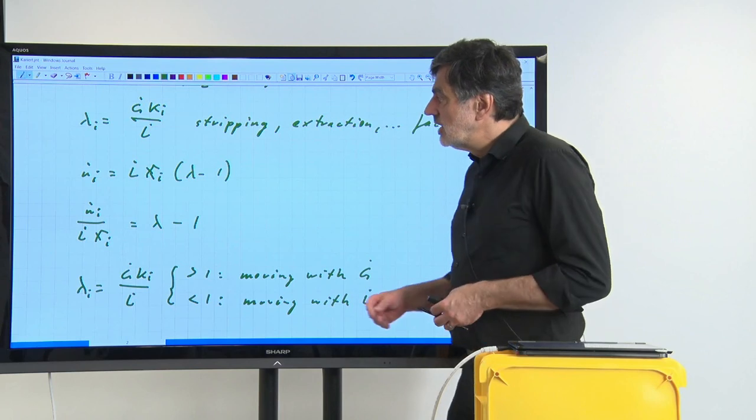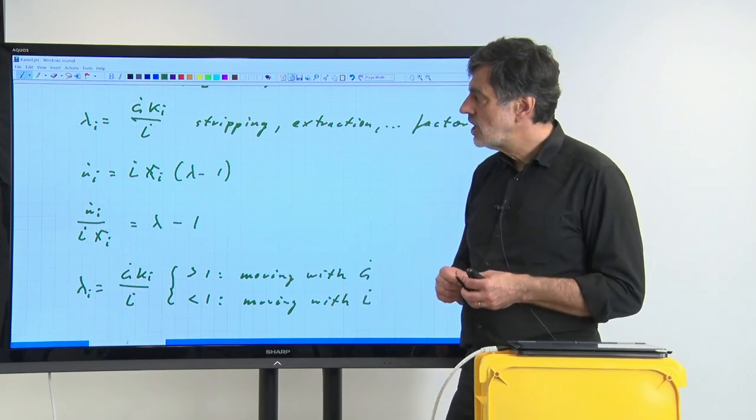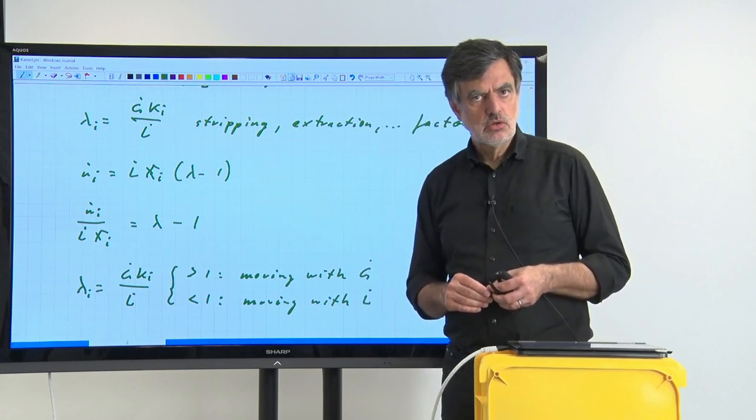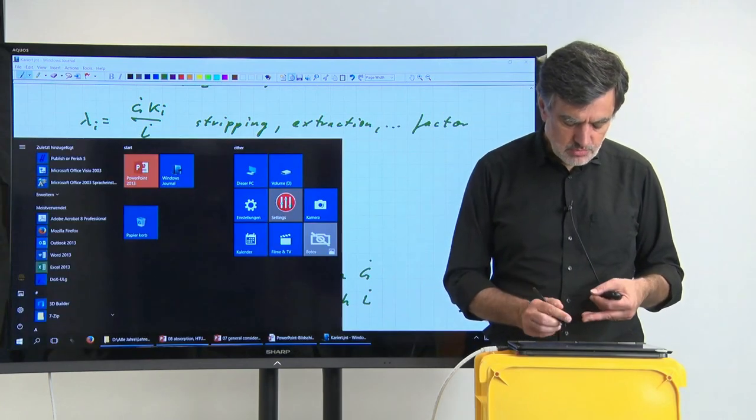At the same time, we realize that if the lambda is exactly one, something strange happens. Then the overall flow rate is zero. Well, can that occur? Does that occur? Where is that relevant? And I will give you an example for that. We return to the presentation.